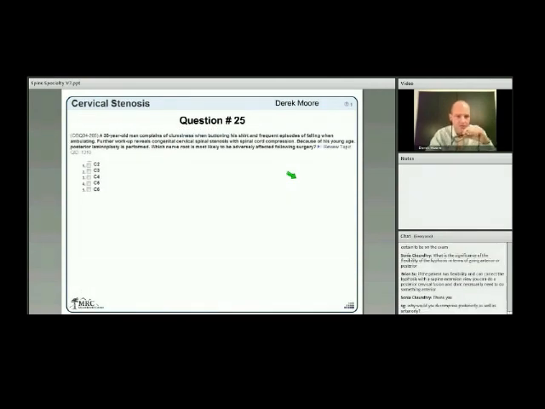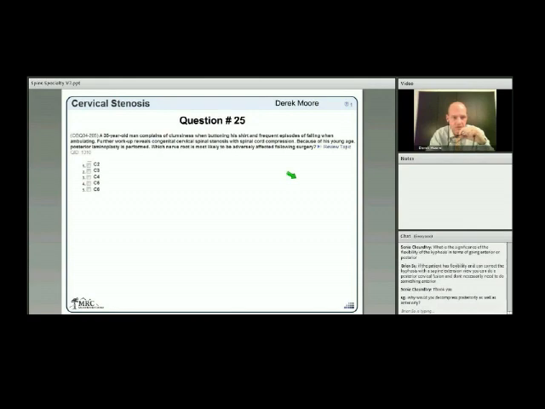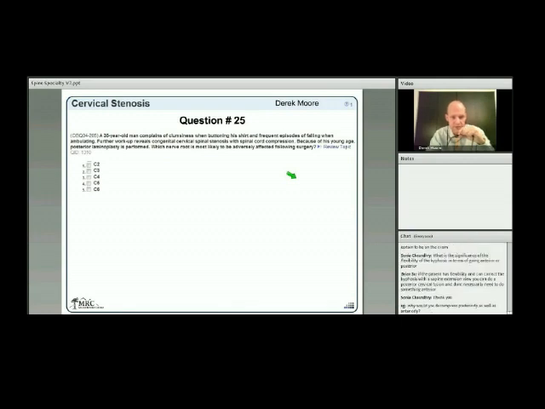Next question: a 35-year-old man complains of clumsiness when buttoning his shirt and frequent episodes of falling when ambulating. Further workup reveals congenital cervical stenosis with spinal cord compression. Because of his young age, a posterior laminoplasty is performed. Which nerve root is most likely to be adversely affected following surgery?